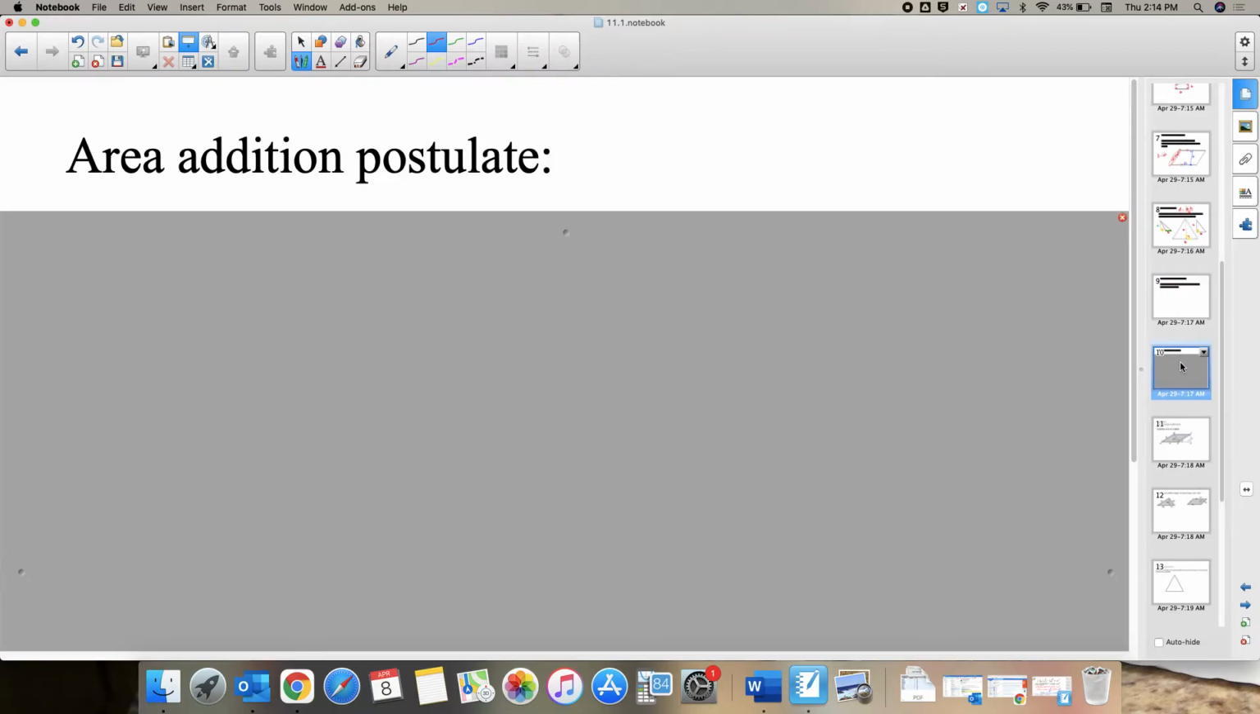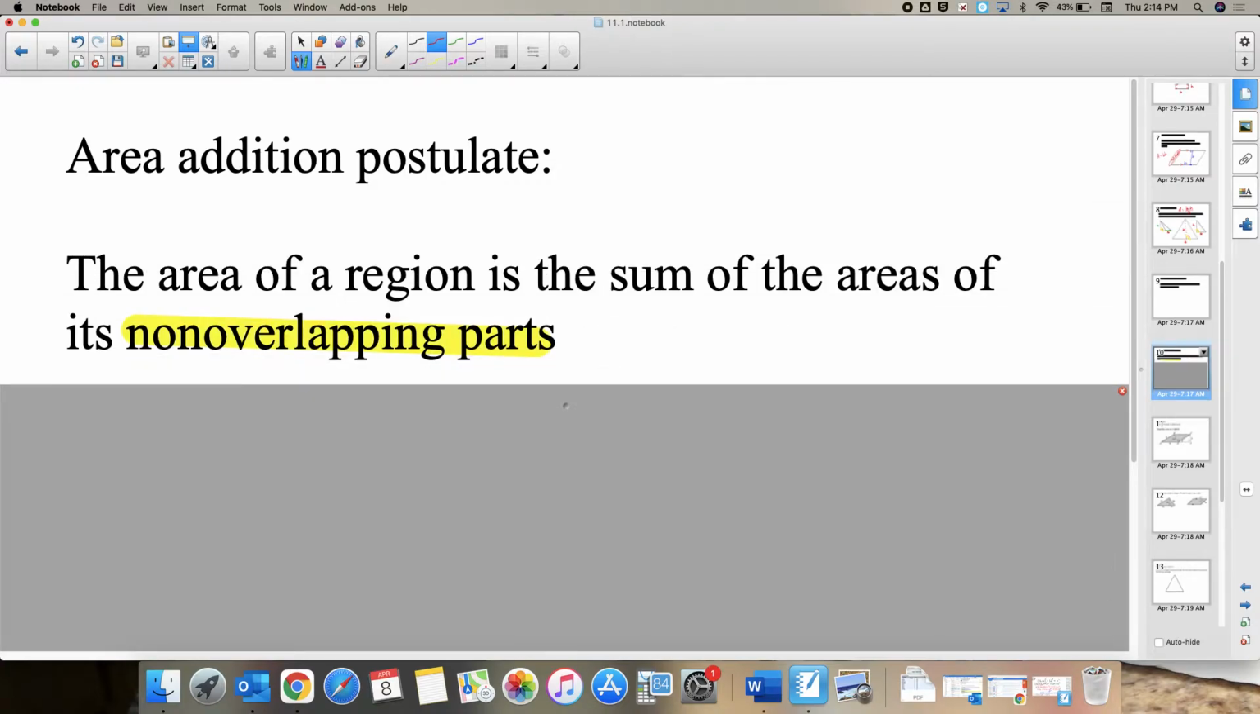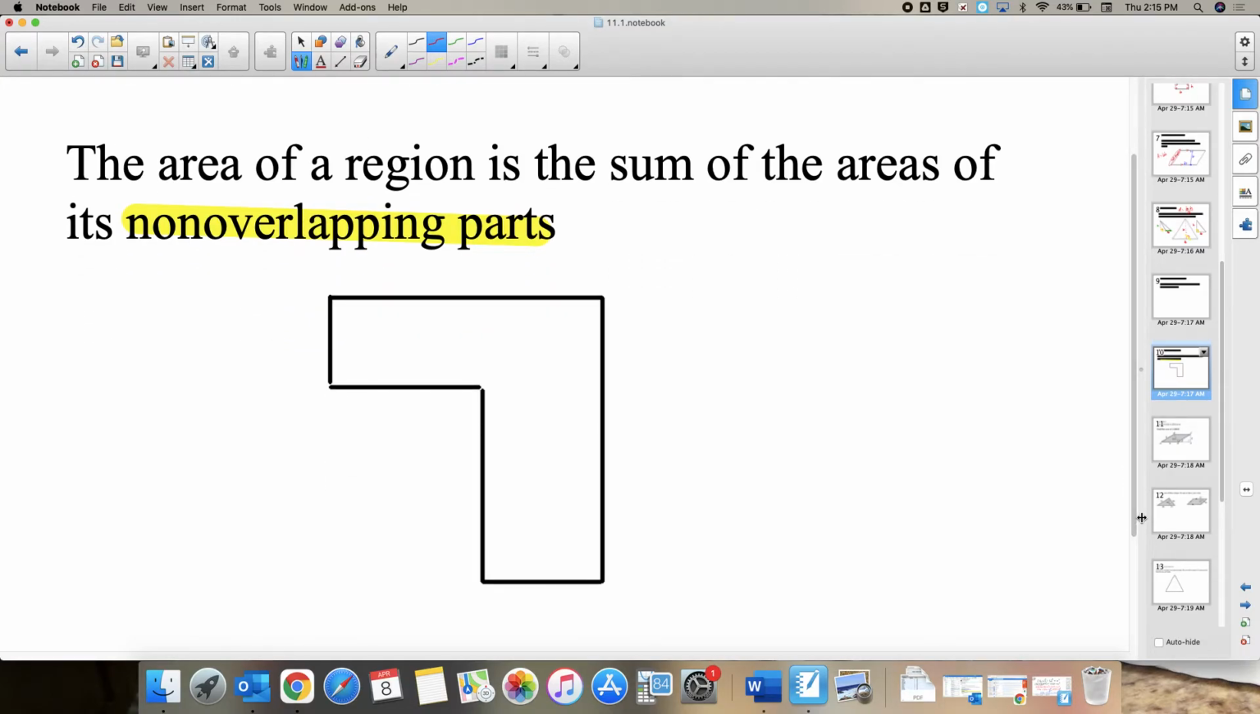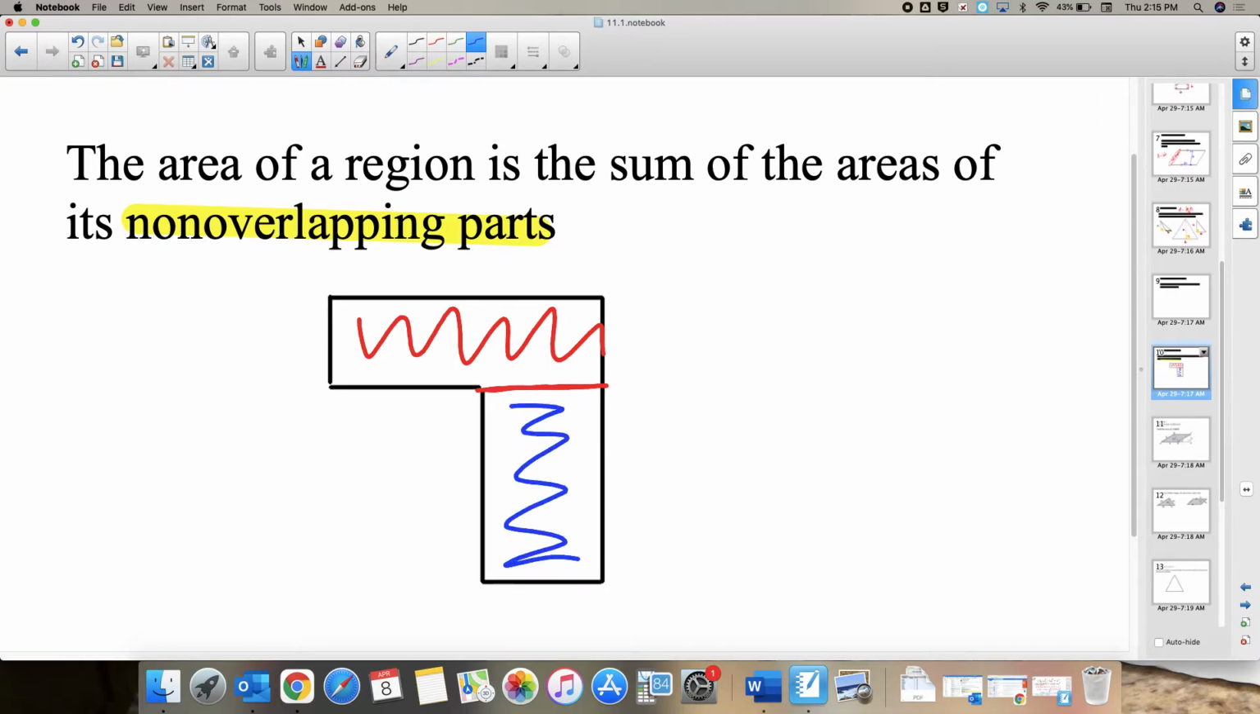And our other one is what we were allowed to use in the opener. Your area addition postulate says the area of a region is the sum of the areas of the non-overlapping parts. Meaning I can take a shape like this and I can break it apart and find the individual areas and add them up. Right? I can take this, break it up this way, find the area of the top, find the area of this little right-hand piece, and add them together to get the whole thing.